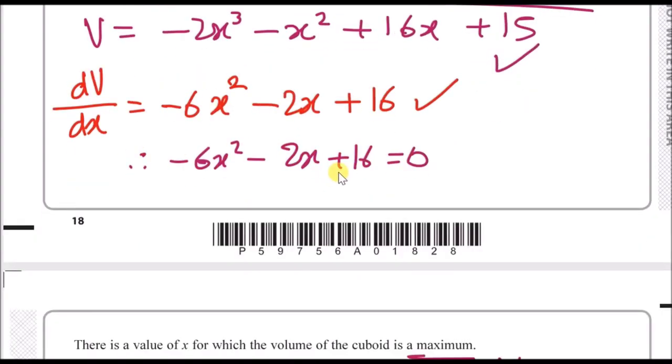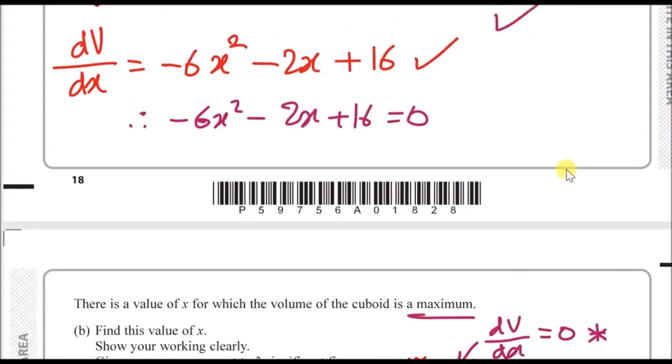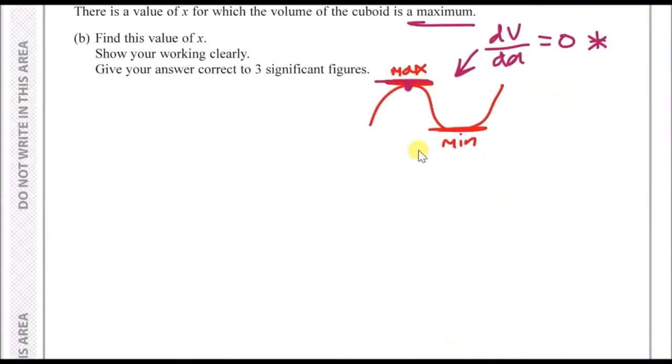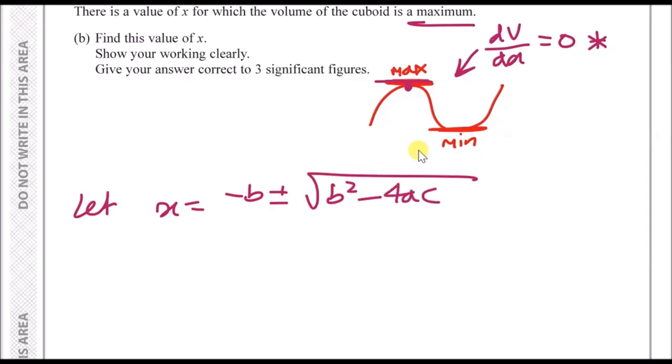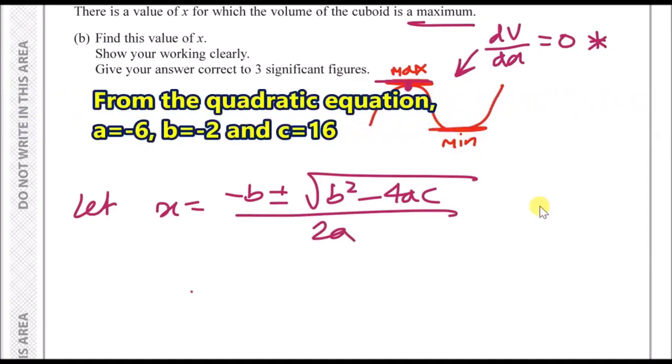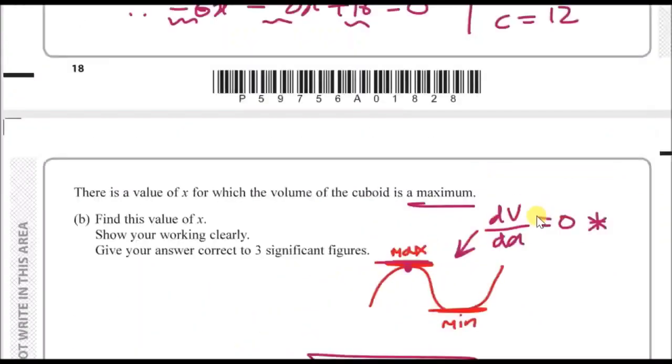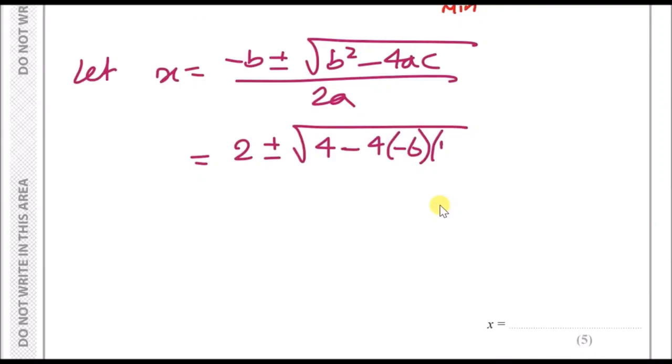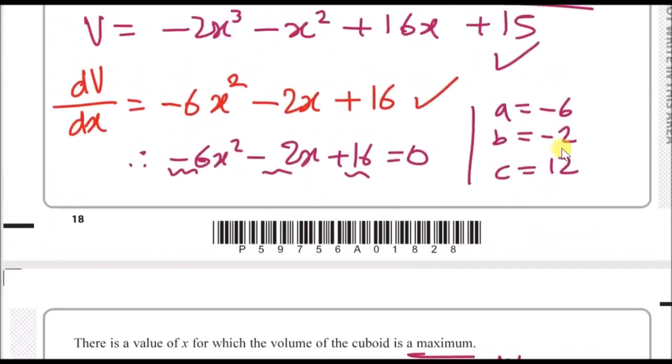And then this is just your straight up normal quadratic equation. So what I would do is I'll use the quadratic formula. So we can say, okay, let x equal minus b plus or minus the square root of b squared minus 4ac over 2a. We're therefore going to have plus 2 plus or minus the square root of b squared, which is 4, minus 4 times a, which is minus 6, times c, which was 16. Okay, and all of this over 2 times a, so 2 times minus 6.